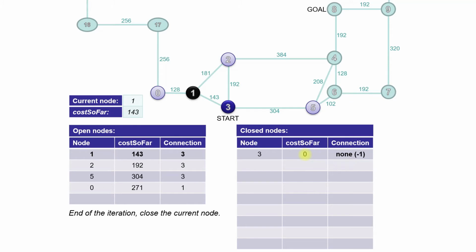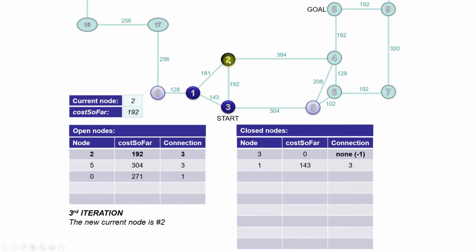The last thing, we have to close the current node. We do it by adding it to the closed nodes list and removing it from the open nodes. The iteration number 2 is now complete. So going on to iteration number 3, the new current node is node number 2 with the lowest value of cost so far, 192.